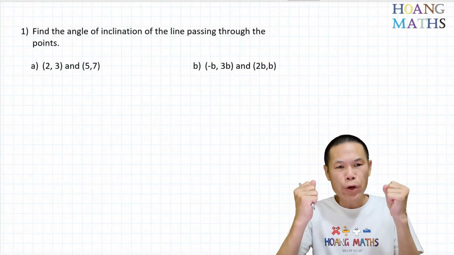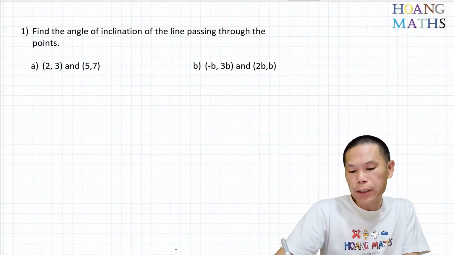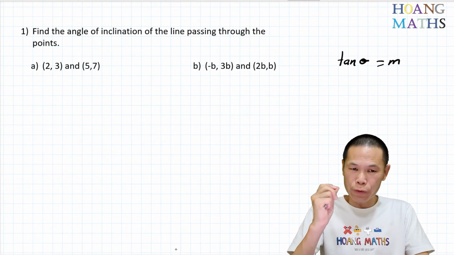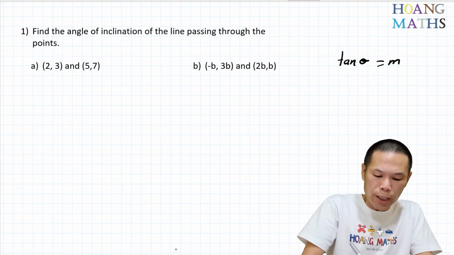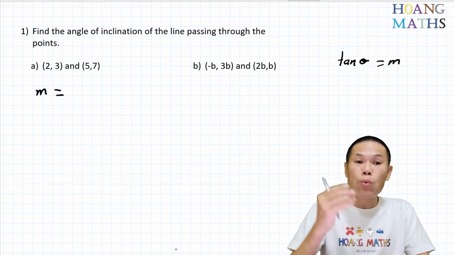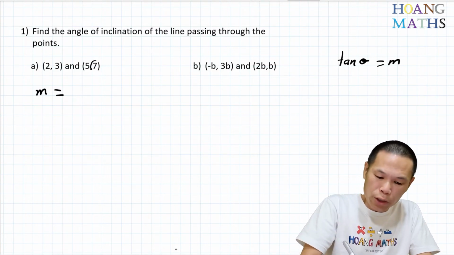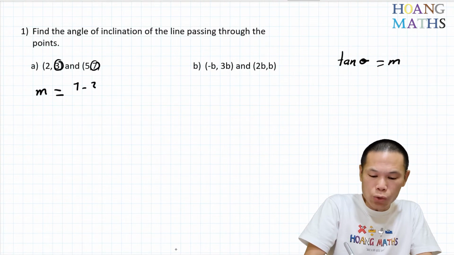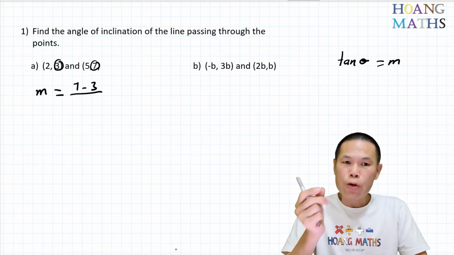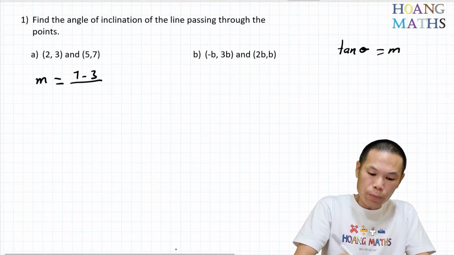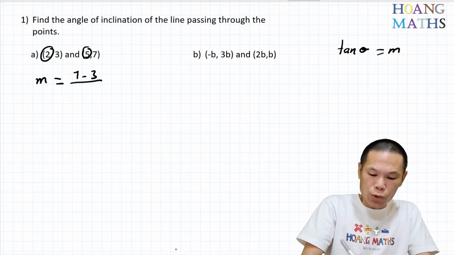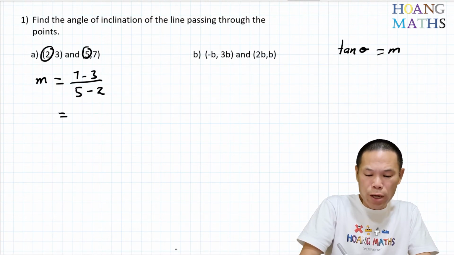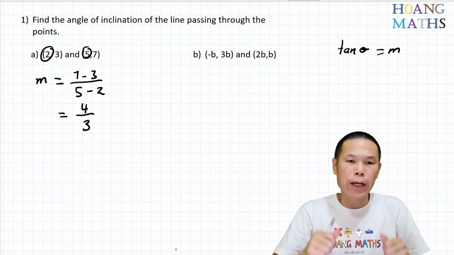So first one. We know that the angle of inclination, that is tan of theta, is equal to m. First of all, we need to find the gradient. The gradient of this is m equals y2 minus y1, 7 minus 3, over x2 minus x1. So x2 is 5 and x1 is 2. So 7 minus 3 is 4, and then 5 minus 2 is 3.